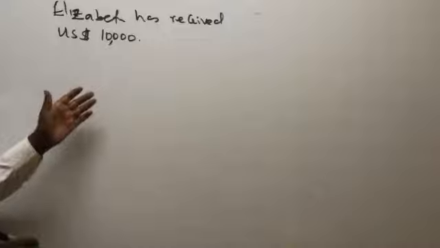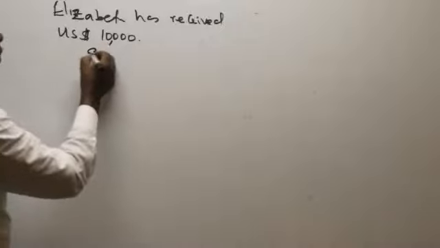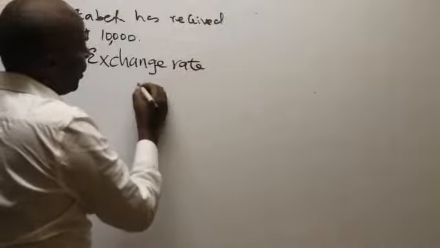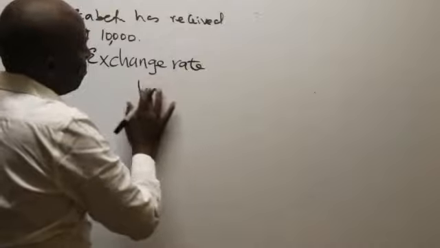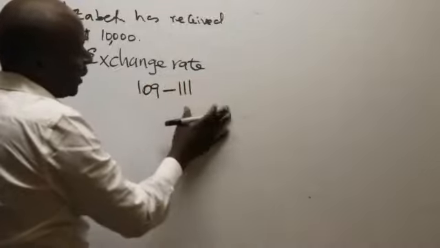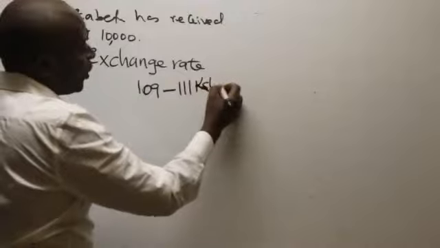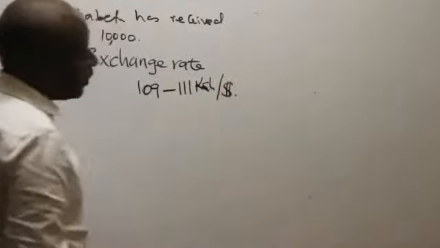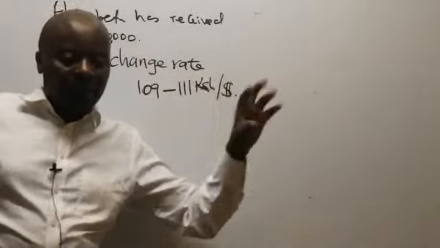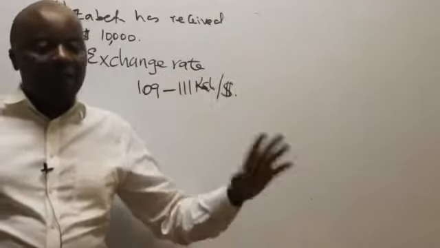Now she goes to a foreign exchange bureau, and the foreign exchange bureau gives her this exchange rate. 109 to 111. I'm exaggerating. It can't be this wide nowadays. To 111 Kenya shillings per dollar. So Madam Elizabeth goes to the exchange bureau and gets the red board. It moves like this. It has a lower limit and an upper limit. 109 to 111 Kenya shillings per dollar.